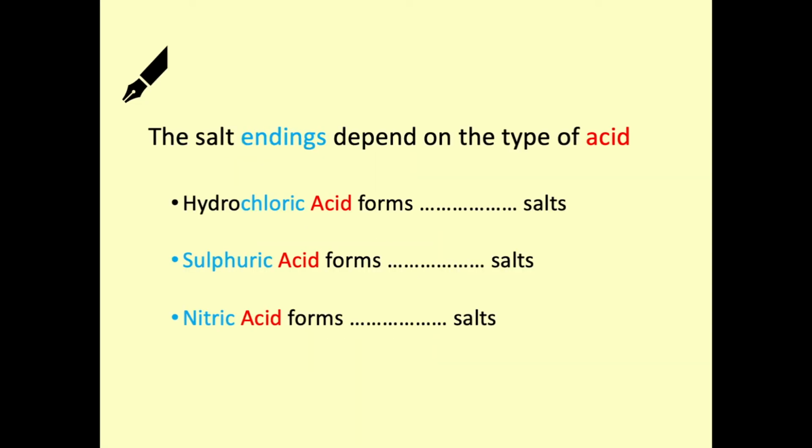So we've talked about hydrochloric acid forming chloride salts, but sulfuric acid and nitric acid are going to form different types of salts. So sulfuric acid forms sulfates, whereas nitric acid forms nitrate salts. So can you please pause the video whilst you make a note of that on your worksheet?